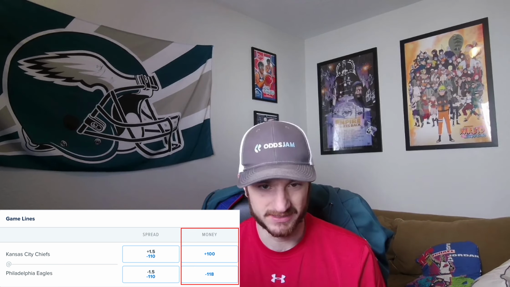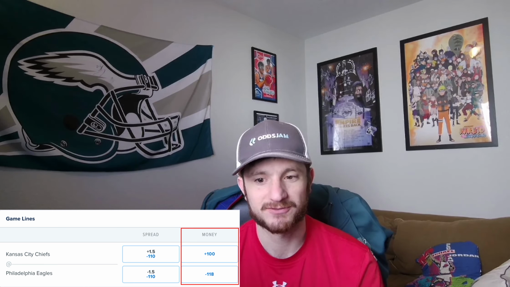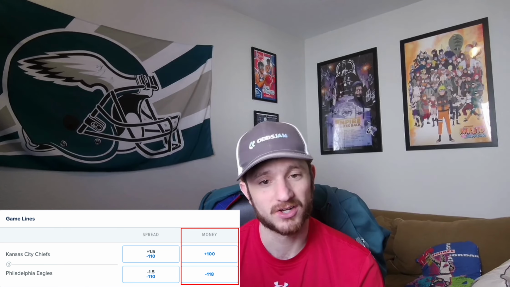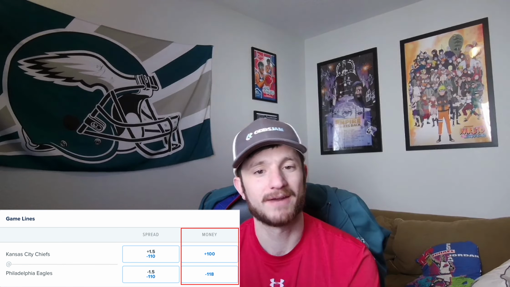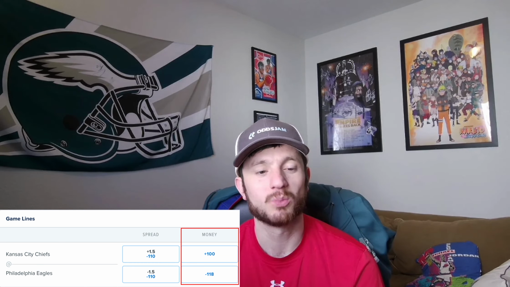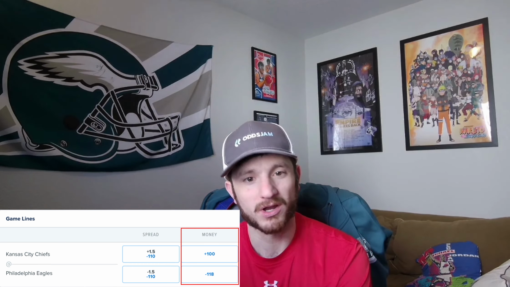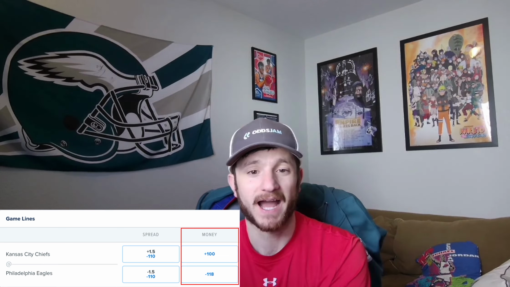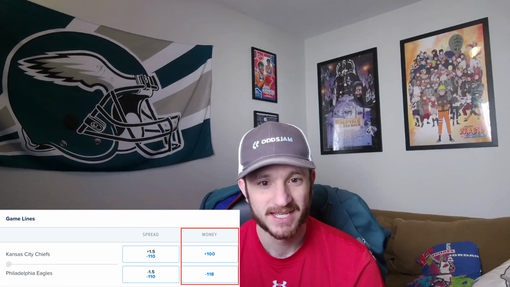Now, what those numbers mean: the number next to the minus means how much money you would have to risk in order to profit $100. So if I wanted to profit $100 on the Eagles, I would have to risk $118. Whenever you see the plus, because it's the opposite, it's the underdog, that is how much money you would win if you risked $100. So for the Chiefs, if I risked $100, I would profit $100. Plus 100 is pretty easy. It just means whatever you put in is what you profit.